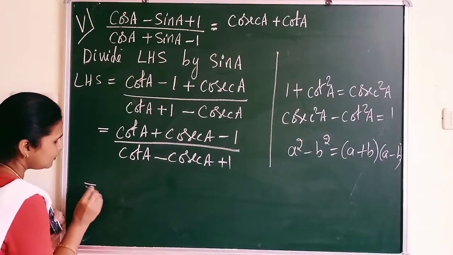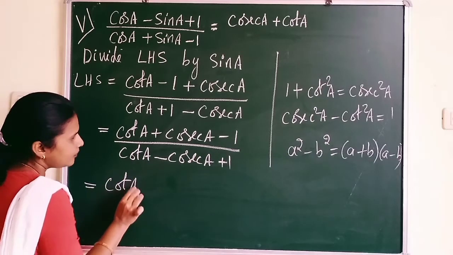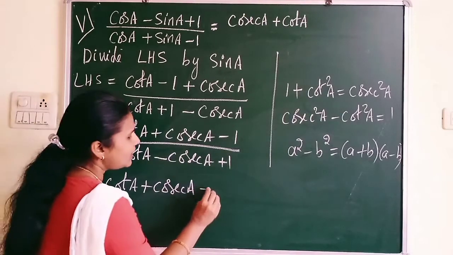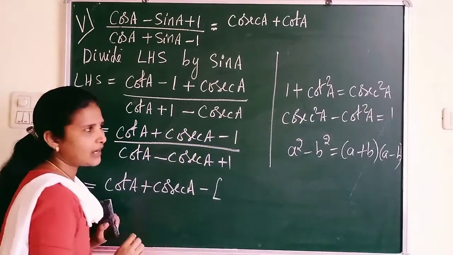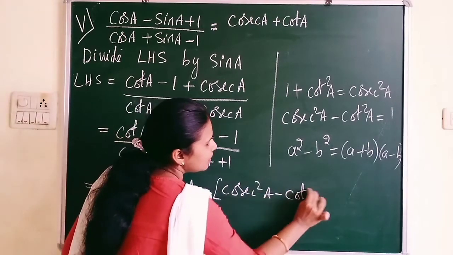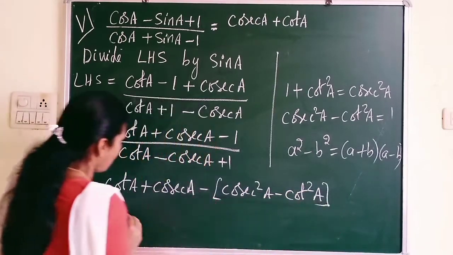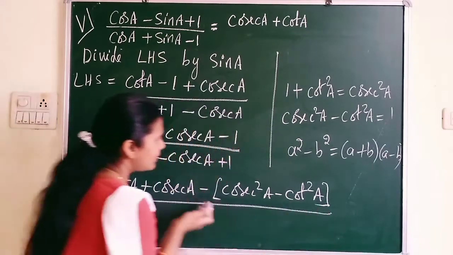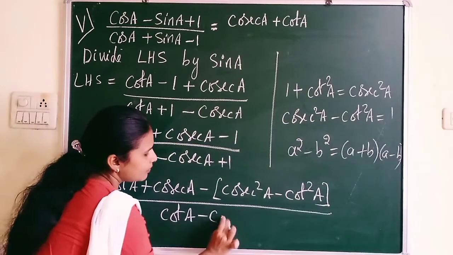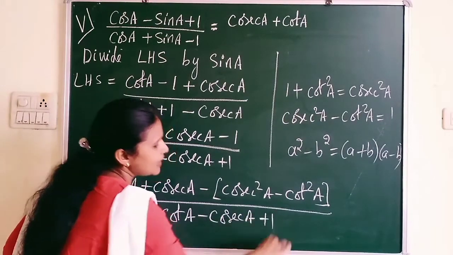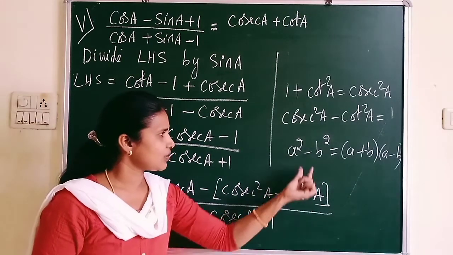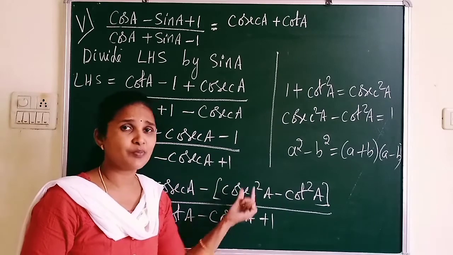So this equals, write cot a plus cosec a as it is, minus 1, which you replace with that identity: cosec square a minus cot square a. Whole divided by the denominator as it is, that is cot a minus cosec a plus 1. Now you can observe this is like a square minus b square, so I can now use the identity (a plus b) into (a minus b).